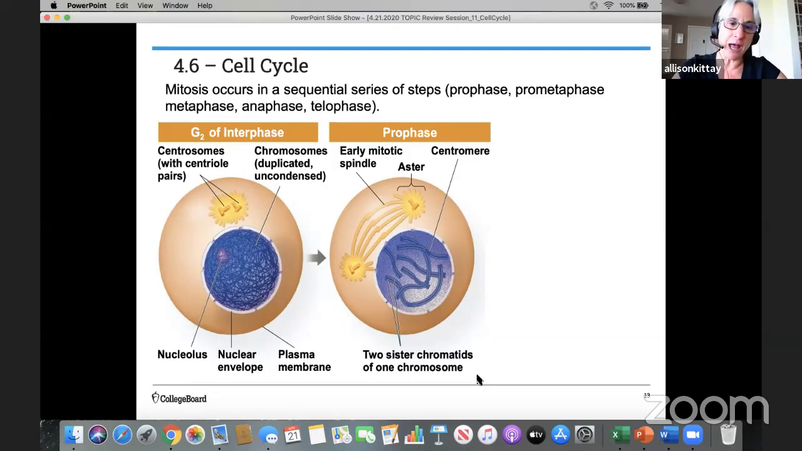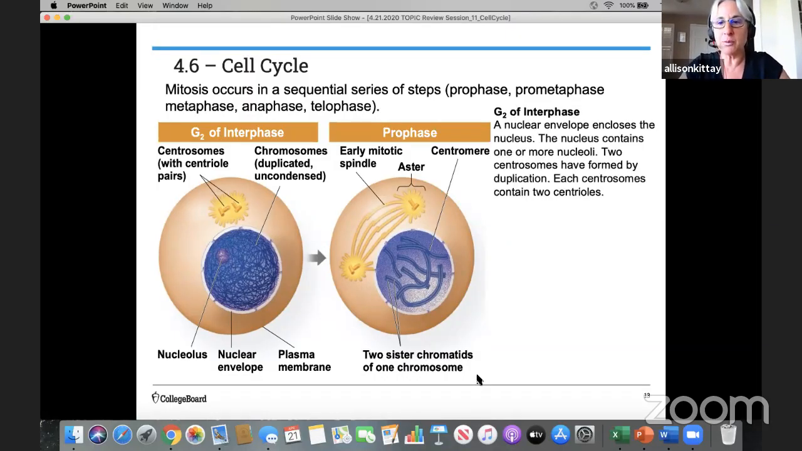So G2 is the last part of interphase, and it's characterized by the fact that you can still see an intact nuclear envelope and one or more nucleoli. You can also see the chromosomes are unwound. They are duplicated, but they are not condensed. So they're kind of fine threads that we refer to as chromatin. And I'm not going to read this to you, but it will be here if you go back and look at these slide decks later on.